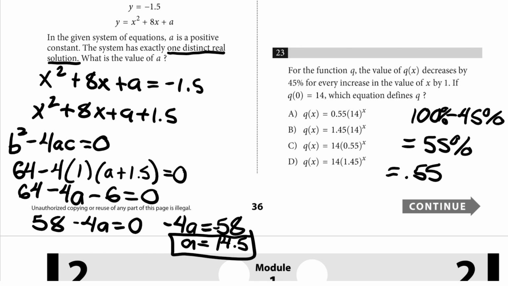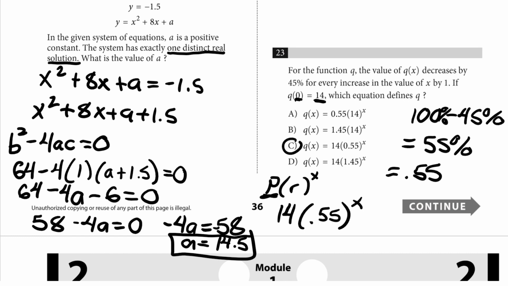The format of this question is going to be whatever the initial amount is times our rate to the power of x. When x is 0, q of x is 14. So that's going to be our initial amount, or the p. So it's going to be 14 times the rate, which will be 0.55 raised to the power of x, or C.